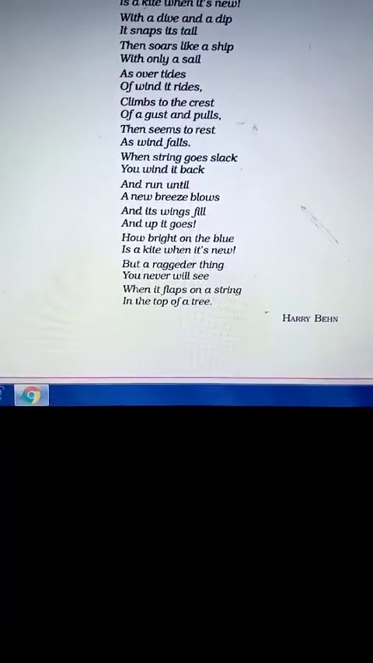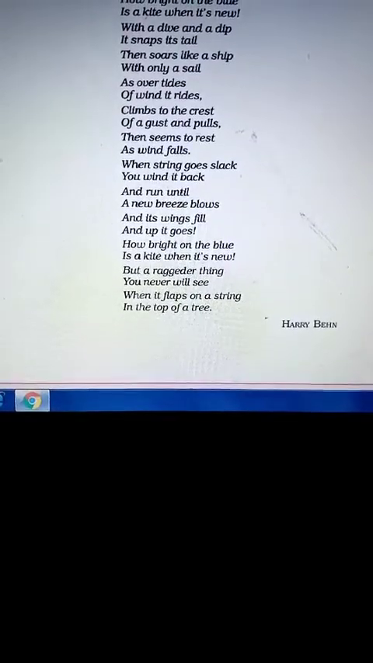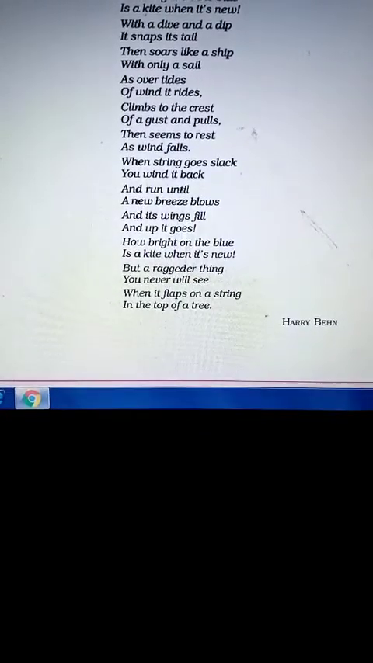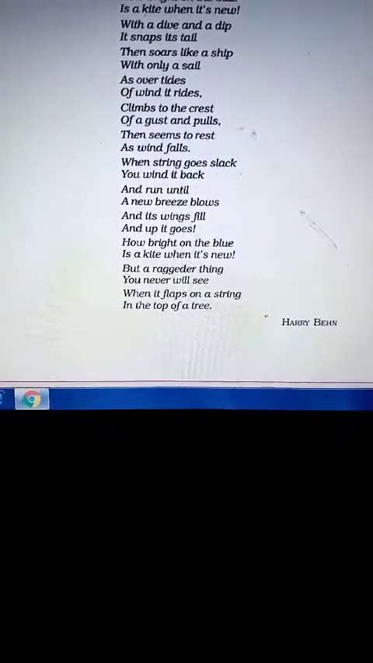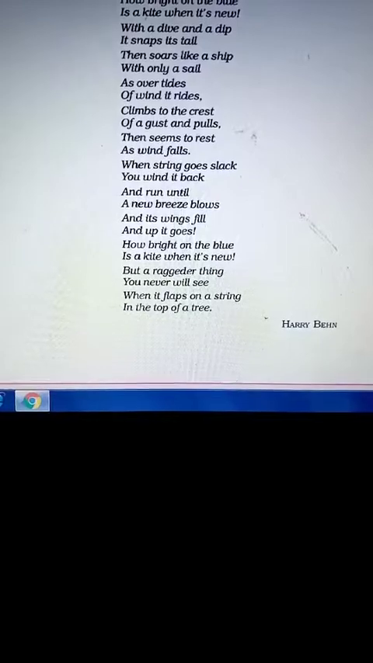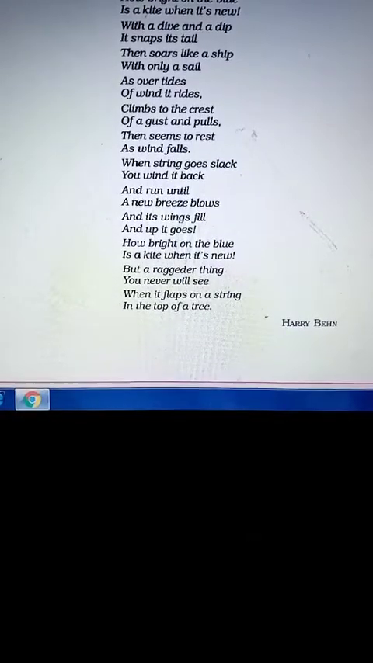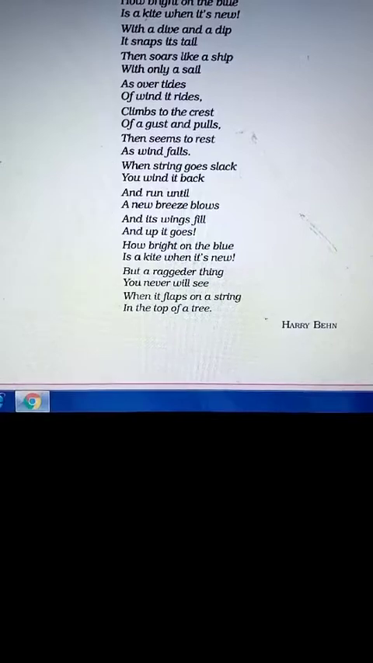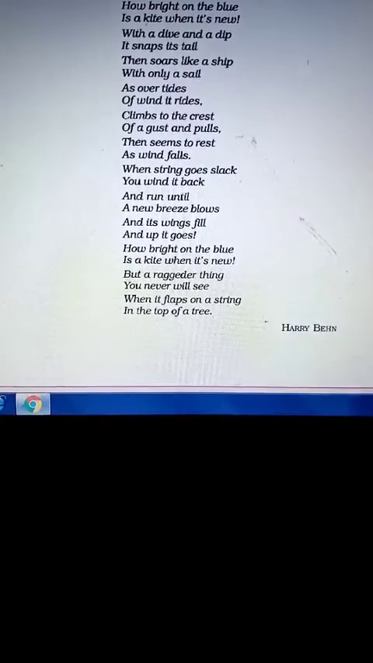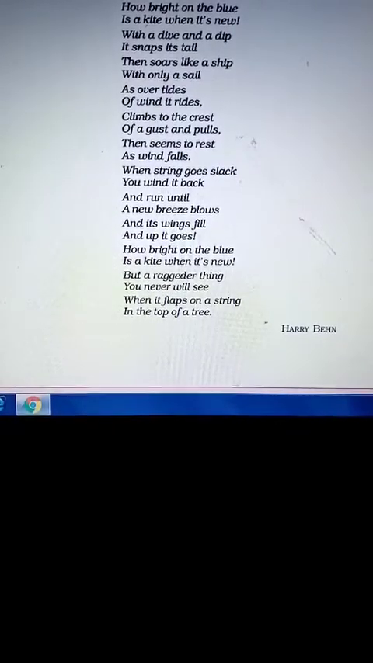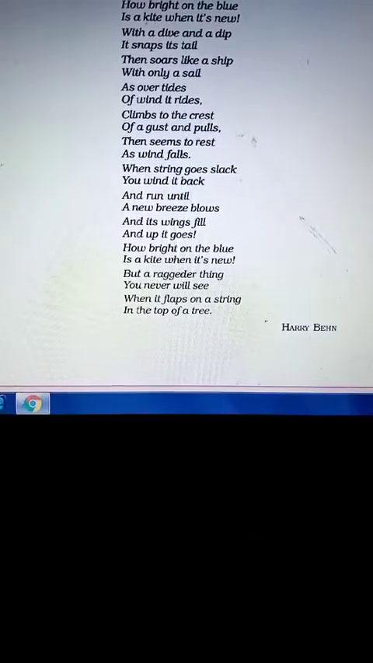When string goes slack, you wind it back and run until a new breeze blows, and its wings fill and up it goes. When the thread tied to the kite loosens, the flyer, the one who is flying the kite, runs and rolls it back. He waits till a new breeze or new air blows again and fills the wings of the kite with air again to help it fly high.